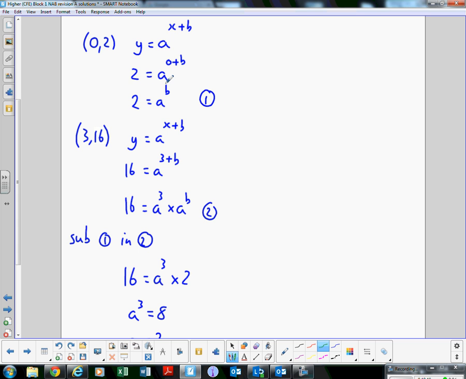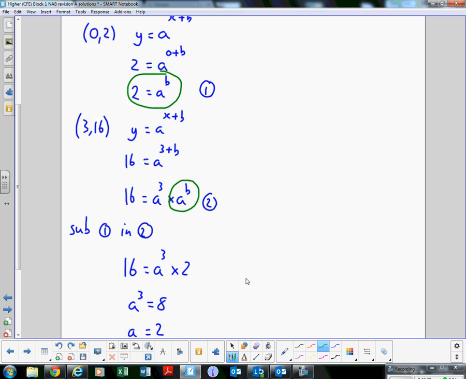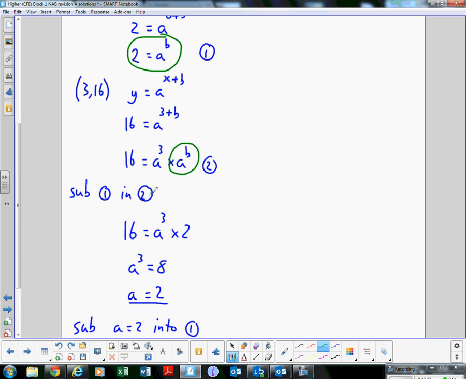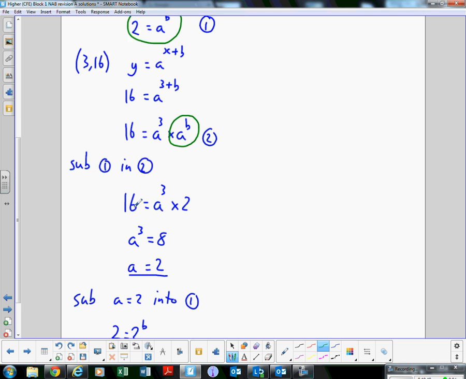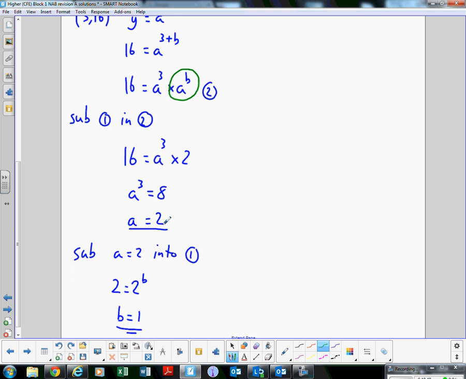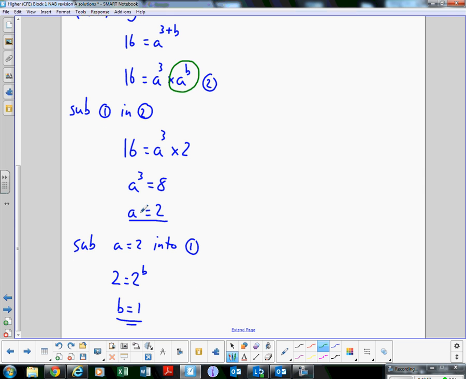Well, I do know this here is 2. So I'm going to substitute that in here to make it 2 times a cubed. So substituting equation 1 into 2. Again, I know a to the b is 2, so if I've got a to the b here, I can just replace it with 2. So 16 equals 2a cubed. So a cubed will be 8. A will be the cube root of 8, which is 2. So I've got a. Now put the value of a into equation 1. 2 equals 2 to the b, so b is 1. So a equals 2, b equals 1.